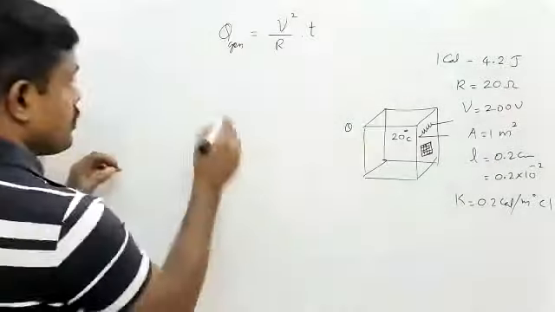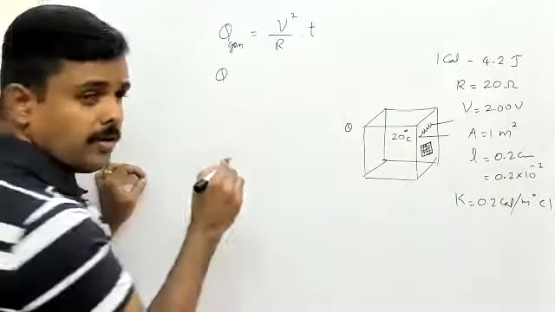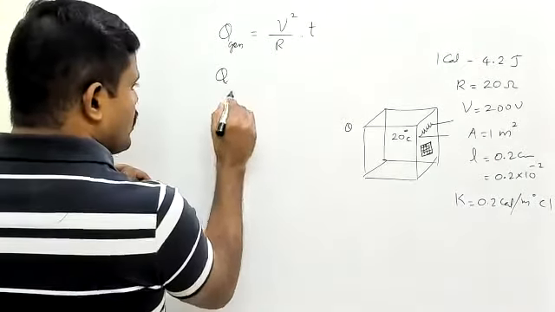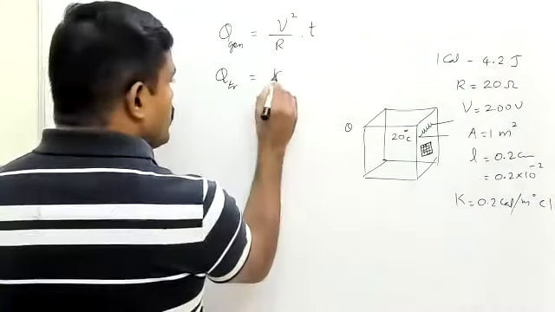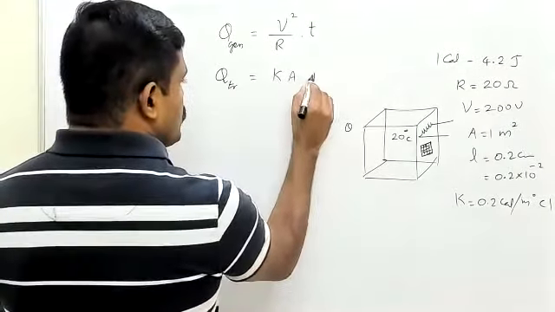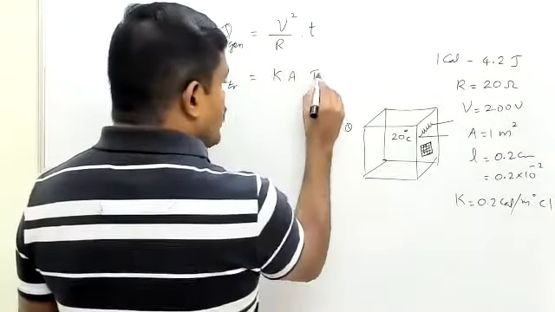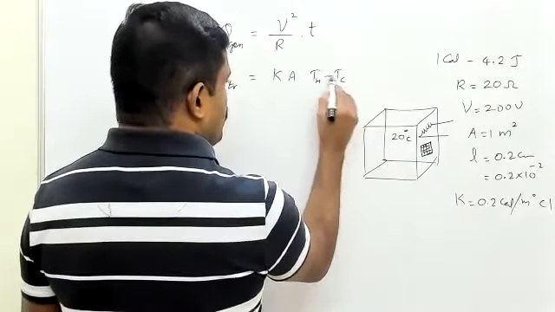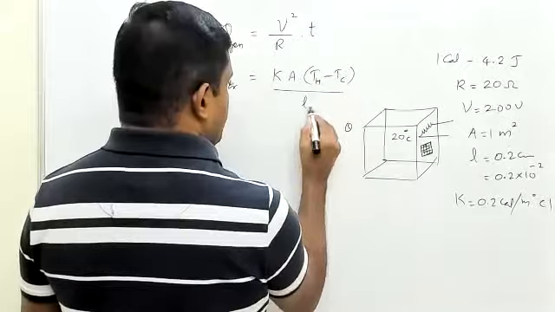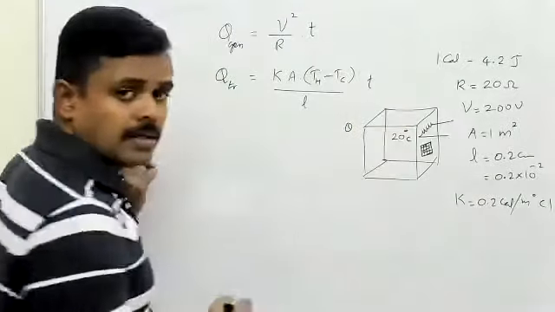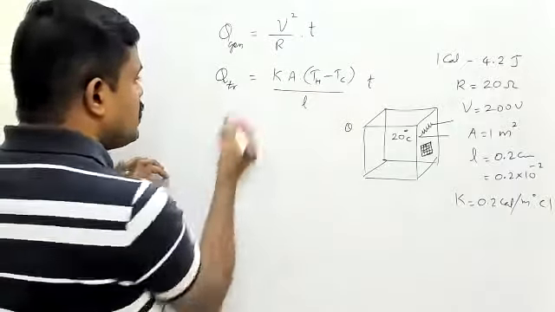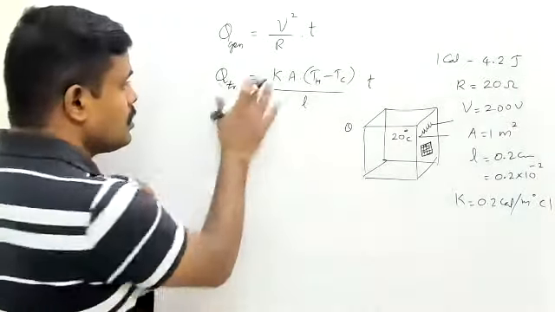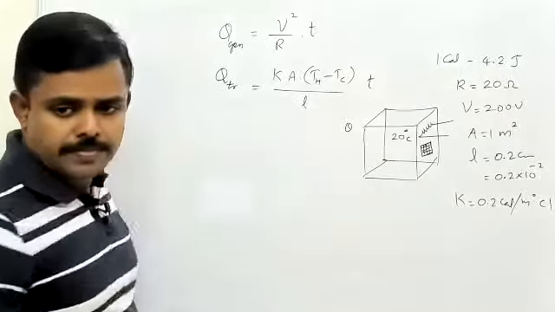It is transported through the window. What is the heat transferred through the window? Heat transferred is equal to K into A into T hot minus T cold divided by L into T. Where do I get that T from? This was actually Q by T, dQ by dt. Do you remember the equation?